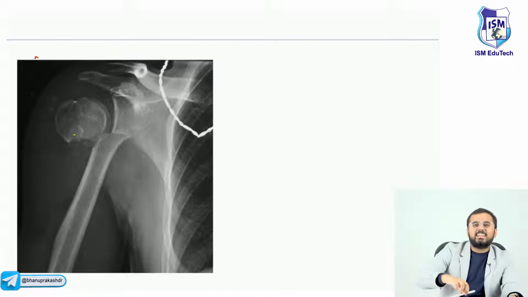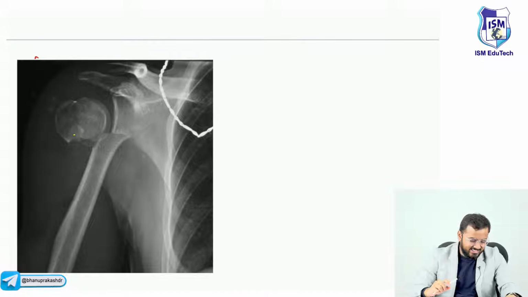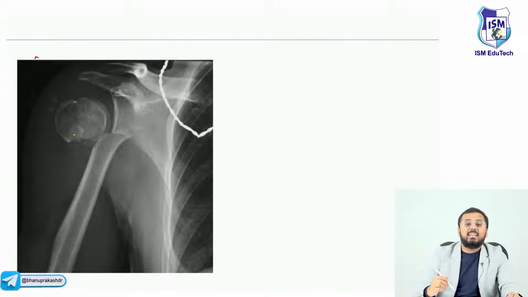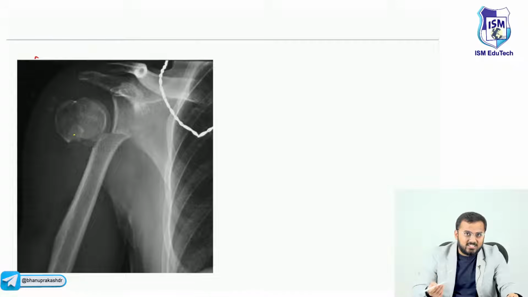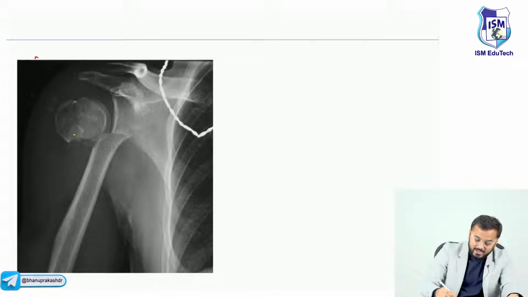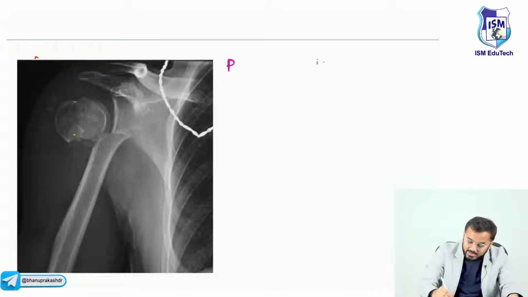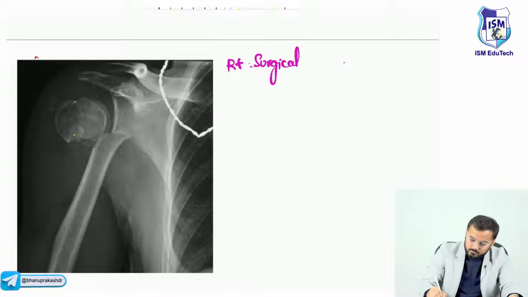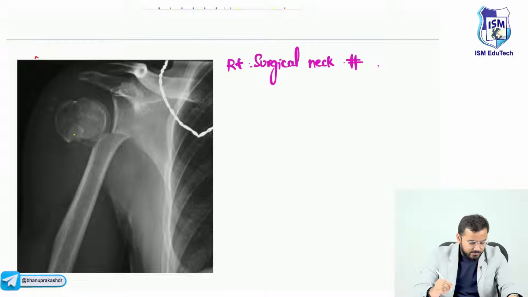You cannot just write it as right or left, guys. You have to exactly tell that this is a right surgical neck fracture. What do you have to write it as? You have to write it as right surgical neck fracture. Right surgical neck fracture. Very good.